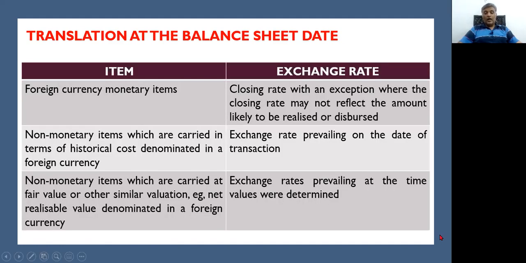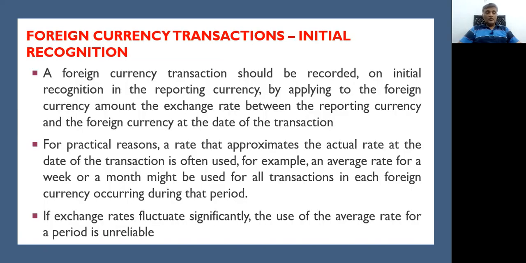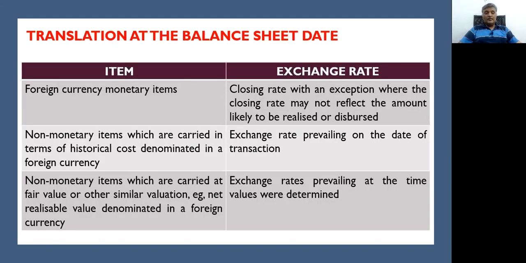Okay. Now, this is the initial recognition part. In our example, it was 45. What happens at the balance sheet date? If you have a foreign currency monetary item like sundry debtors or sundry creditors, you need to translate it at the closing rate, with an exception where the closing rate may not reflect the amount likely to be realized or disbursed. So use the closing rate always.